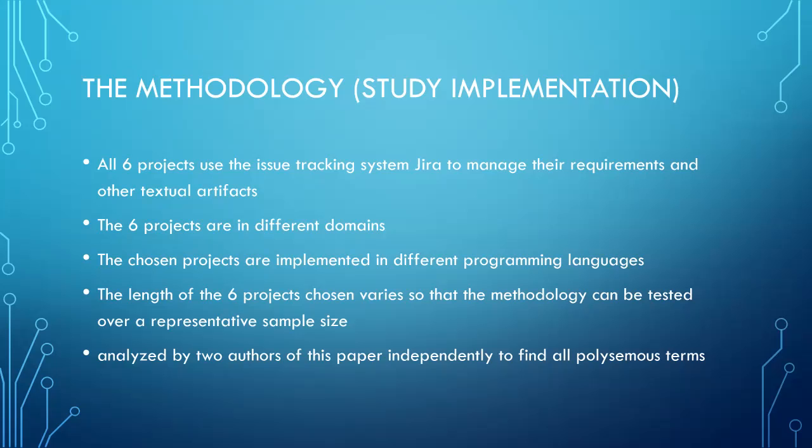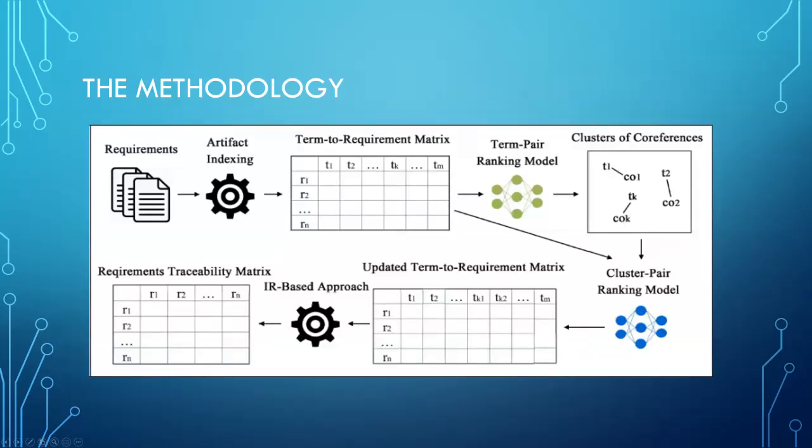Solving polysemy could reduce similarity scores between requirements and incorrect links, thus improving precision of the results. The resolution of coherence has been referred to as calculating semantic similarity between terms. The assumption is that if one polysemous term in different artifacts refers to different entities, this term has different meanings in those artifacts. The next is a depiction of the process that was used in the researchers' methodology.